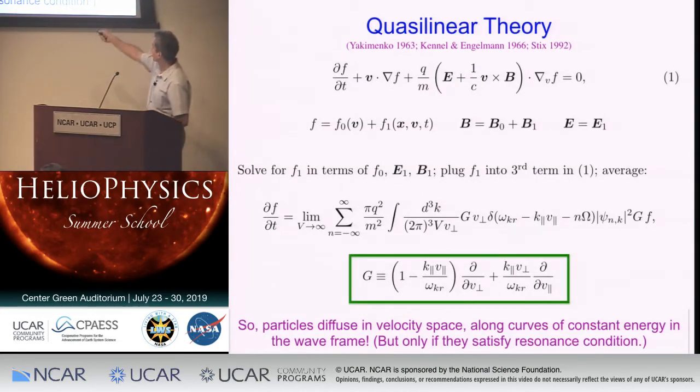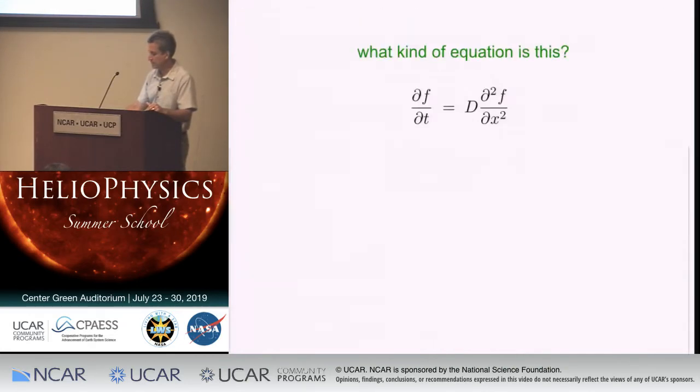When you put this in here, the particles are diffusing in velocity space along curves of constant energy in the wave frame, but only if they satisfy the resonance condition that we talked about from the argument of that delta function. Also note one more thing. When I was talking about the diffusion equation, what's the meaning of this diffusion coefficient d here? That tells you how rapidly is the material diffusing, right? The bigger it is, the faster, say, heat would be diffusing in my iron rod that I was discussing.